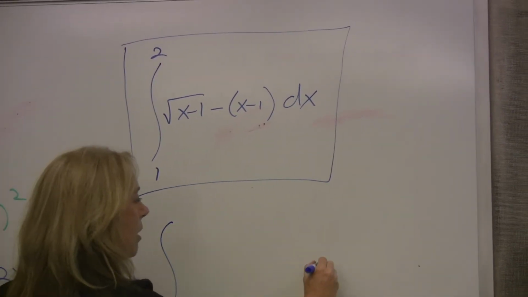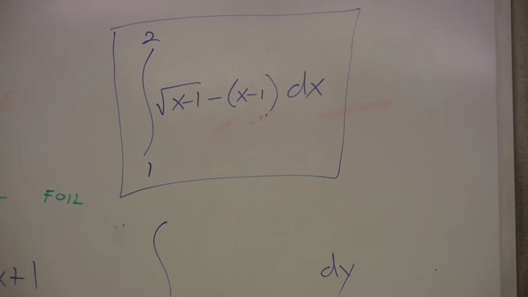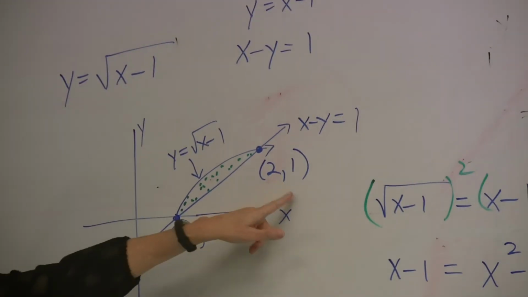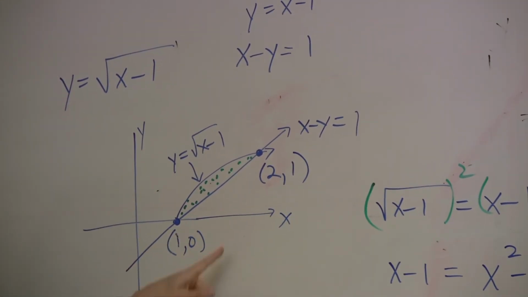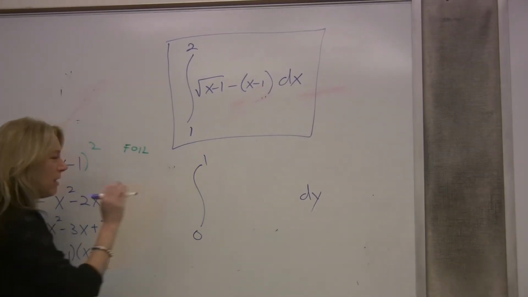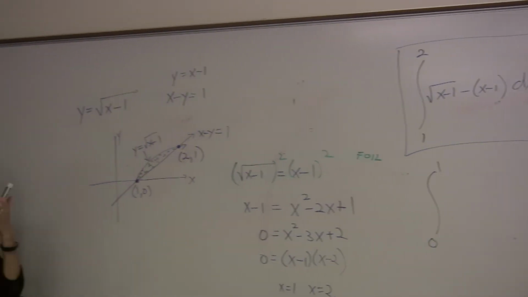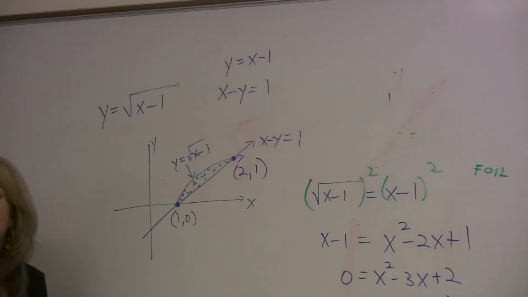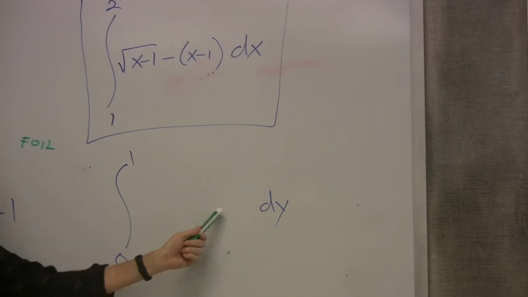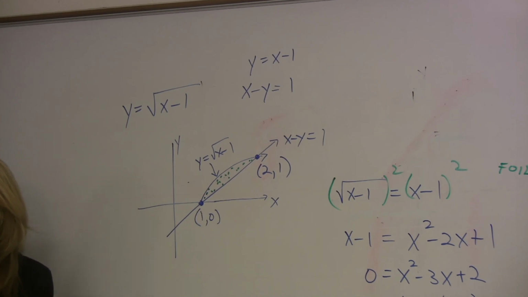And now I want to do the same problem with respect to y. What are the bounds for the y's? 0 to 1? Yep. Right, the y values go from 0 up to 1. And I have a little bit of a problem. What's the problem? I need my equations in terms of y's here. I can't put the x's in here. They have to be in terms of y. So I have to solve each of these for x.